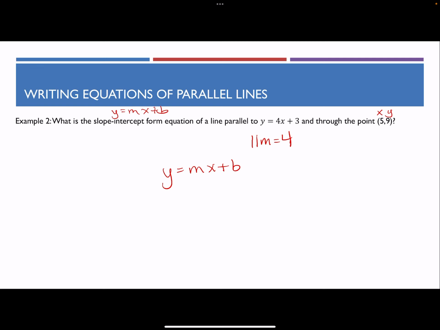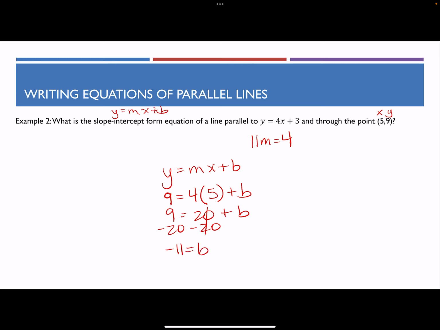So I take y is equal to mx plus b, and I plug in the information that's given. So y is 9, which is equal to m is 4, x is 5, plus b. Now I need to solve for b, or find b. So 9 is equal to 20 plus b. To get b by itself, you have to subtract 20. So 9 minus 20 is negative 11, equal to b.